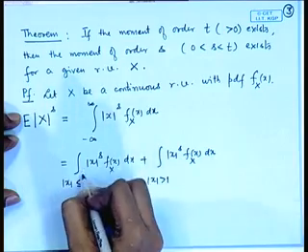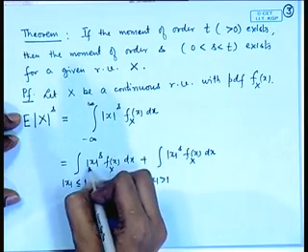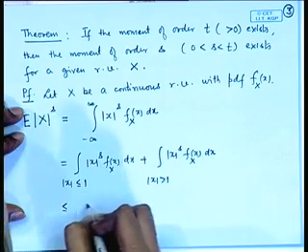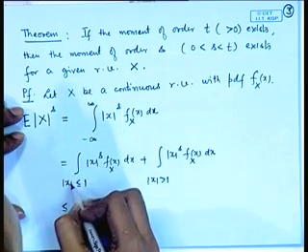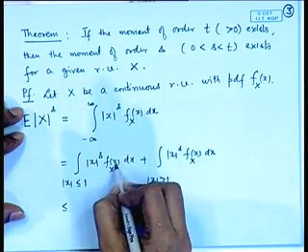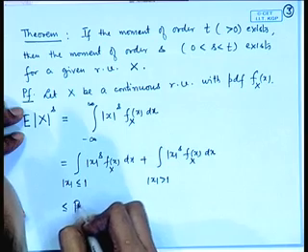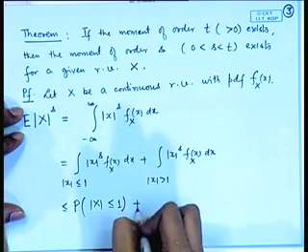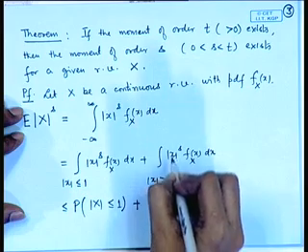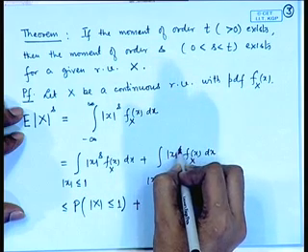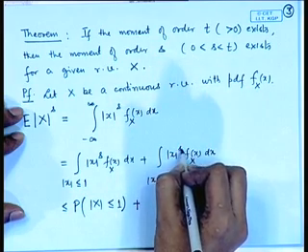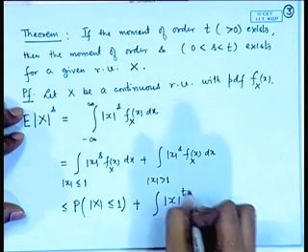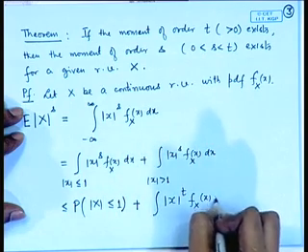In this region where modulus x is less than or equal to 1, I can replace this by 1. So, this is less than or equal to the integral over modulus x less than or equal to 1 of f(x) dx, which is nothing but the probability that modulus x is less than or equal to 1. When modulus x is greater than 1, if I replace this power s by power t, I will get a bigger quantity. So, this becomes modulus x to the power t f(x) dx.